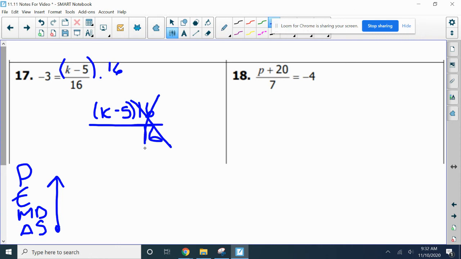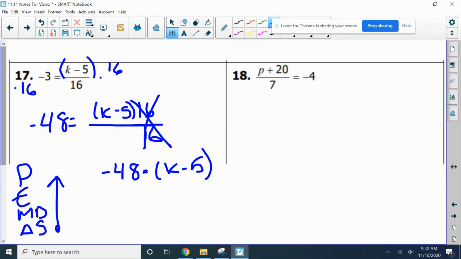Well, 16 over 16 is 1. And then negative 3 times 16 is 48. A positive and a negative is going to give me a negative. So negative 48. And then when I drop my 16 over 16, which is just 1, I have negative 48 equals that k minus 5. So now that I'm done with that, I can work in my parentheses.